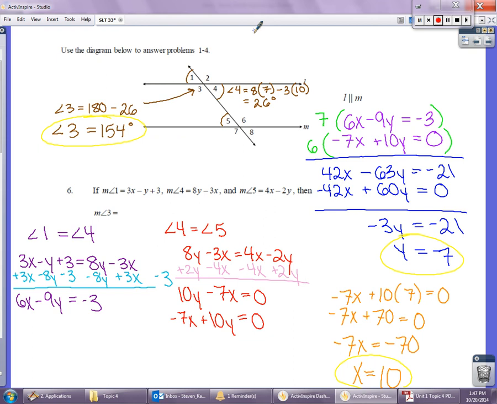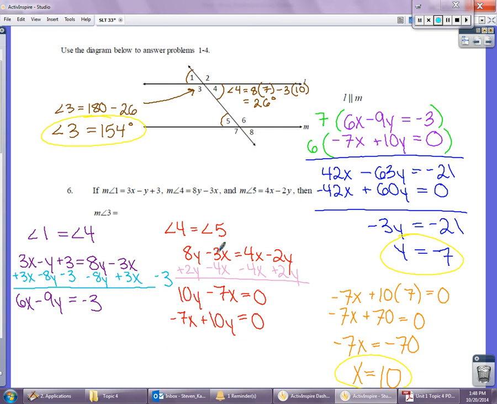For problem number 6, you have to know that when you have 1 and 4 vertical, 1 is equal, or congruent, to 4. Angle 4 is congruent to angle 5, so I put equal, but it's congruent. So I set each of these two things equal. And what you have here is a system of equations. You have two variables, x and y.